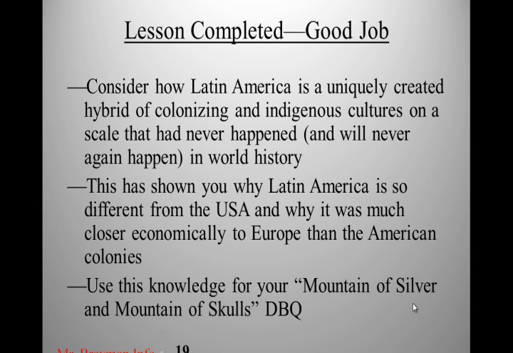And so all of this will help you in your understanding of the Mountain of Silver and Mountain of Skulls DBQ. That's a part of this project.